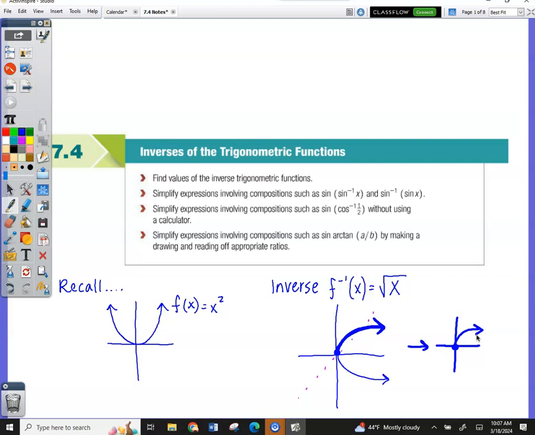So the reason I'm showing you all of this is because we're fixing to look at the graphs of sine, cosine, and tangent, and we're going to find their inverses, which means inverse sine, inverse tan, inverse cosine. And we're going to talk about how when you find the inverse on the graph, you run into a problem, which takes us to the next slide.